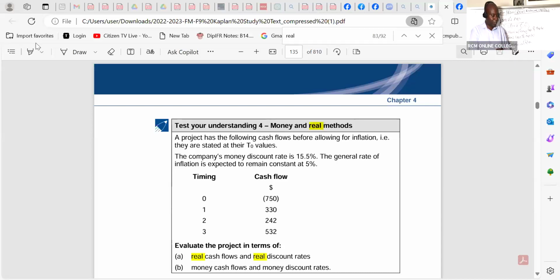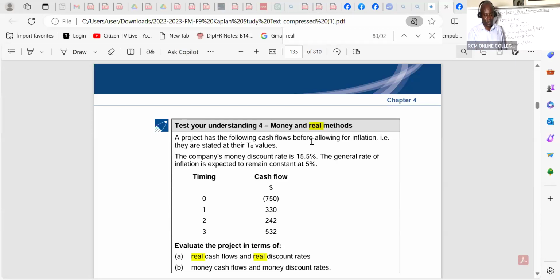Number 4, what they are calling in this case money, which is the same as nominal, and the real methods. A project has the following cash flows before allowing for inflation, i.e. they are stated at their time T0 values. Time T0 values, these are current values. The company's money discount rate, or the nominal cost of capital, is 15.5%. The general rate of inflation, which is I, is expected to remain constant at 5%.